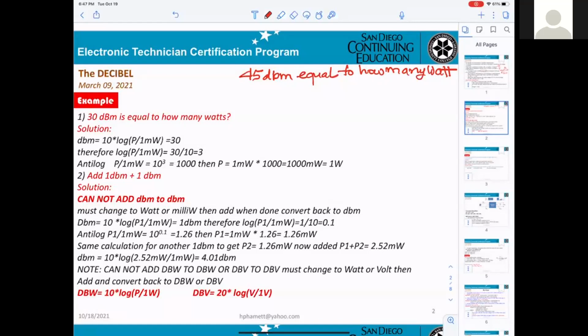I got 31.6. 31.6 watt. Yep. I agree. You said 31.6 watt, right? Yes, watts. Okay. Anyone else? Whoever gets 31.6 watt. At least two students already got that number.